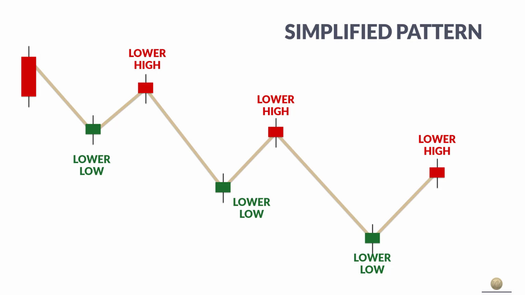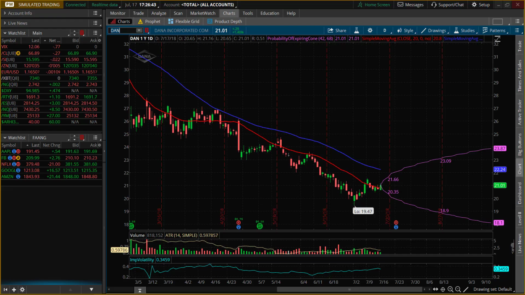Now, in terms of this pattern, once again, you're looking to short the stock or potentially buy put options if you understand how to trade the options market. Now, let's take a look at one quick example. Here is an example of Dana Incorporated.